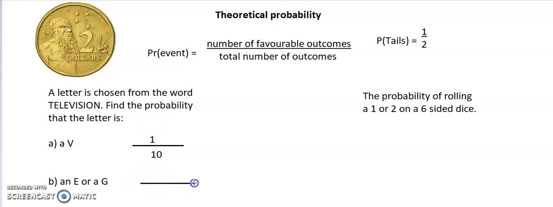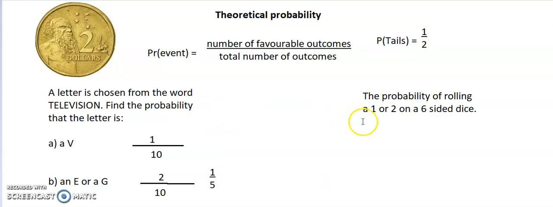Likewise with getting an E or a G. The probability is out of 10 because we have 10 outcomes, 10 letters. But the probability of getting an E or a G, we've got 1 E, 2 E's, and we don't have any G. So the probability of getting 2 E's is 2 out of 10, and I can simplify that to 1 over 5.